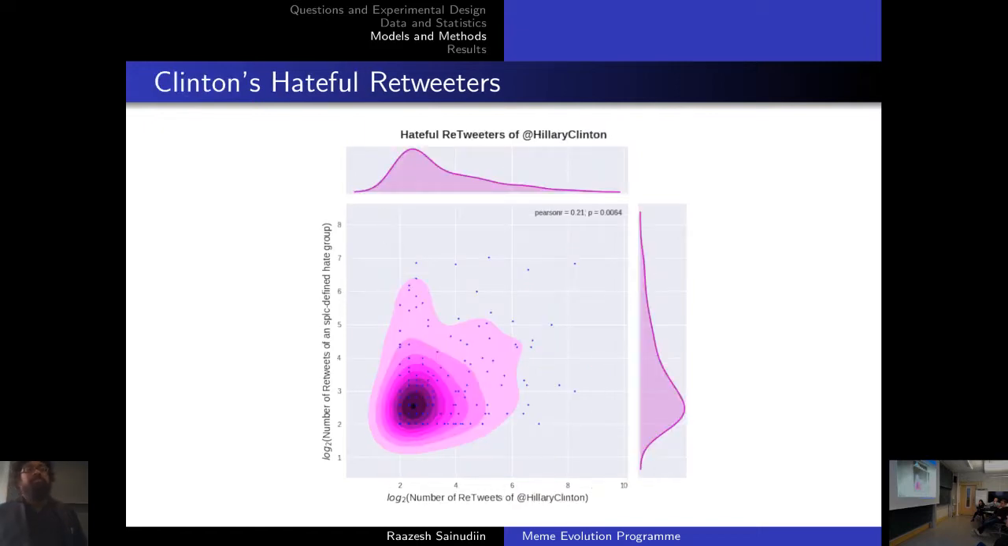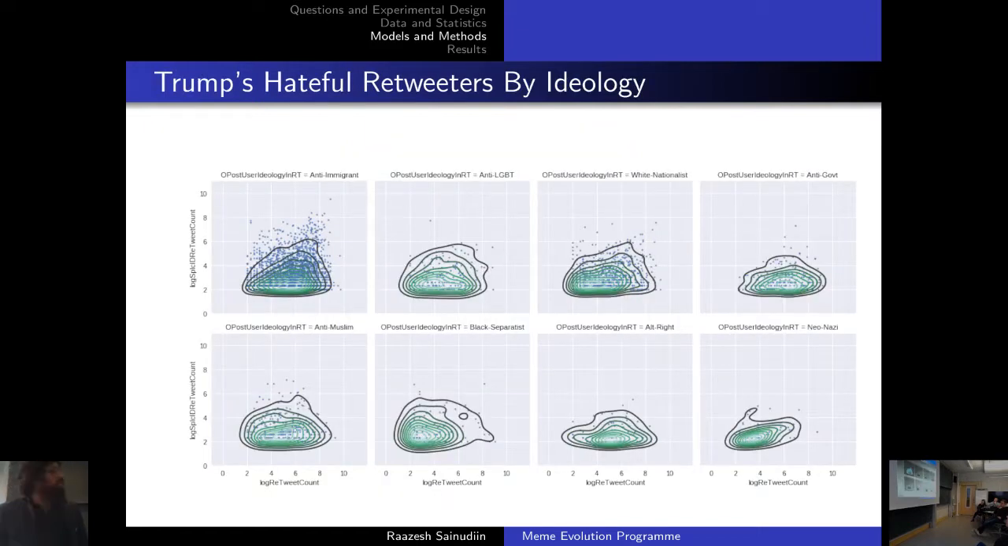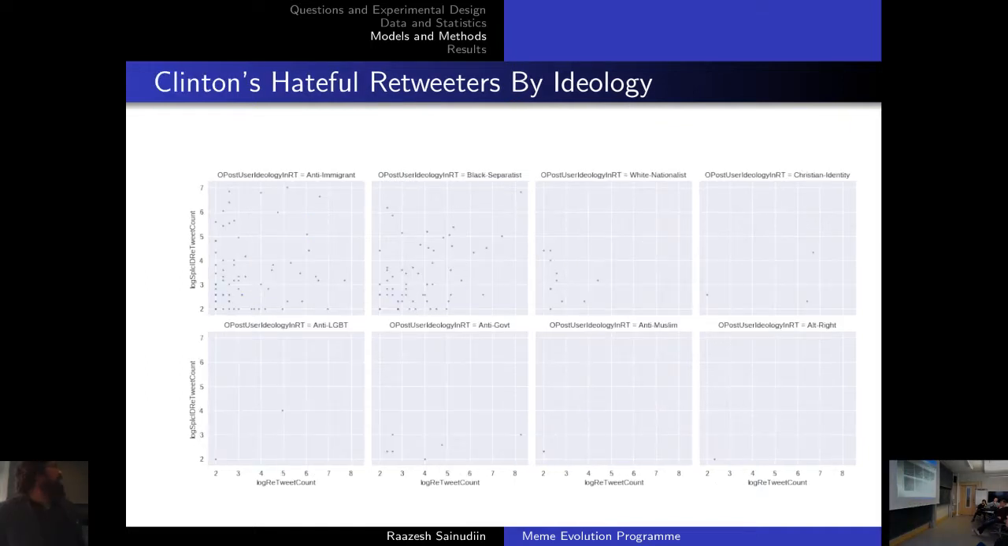So this was sort of the same. You can look at every single ideology, and you will see that people who retweet Trump and retweet a particular hate group are very prevalent and very active. And this is compared to Hillary's.